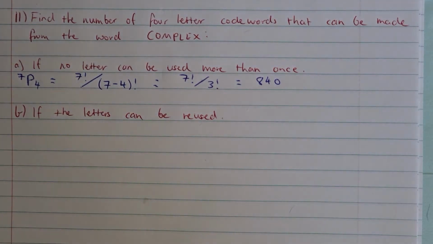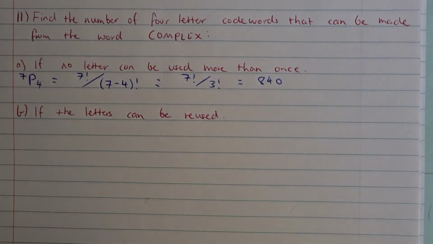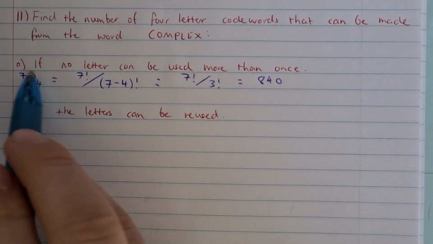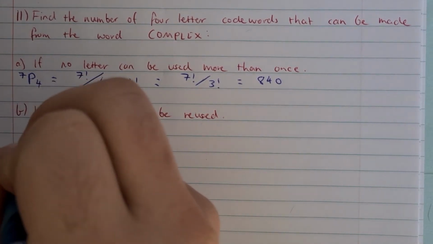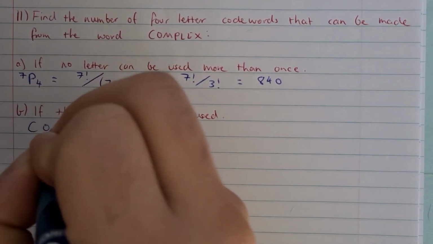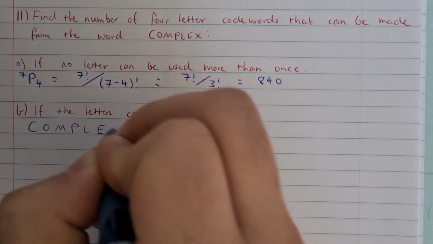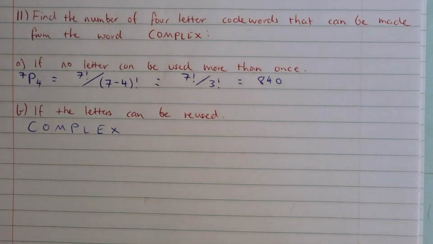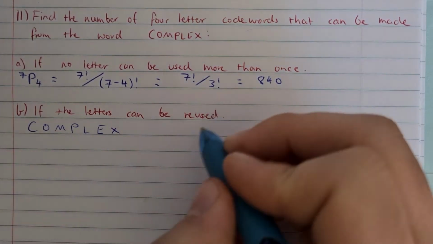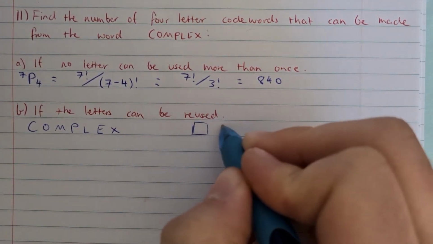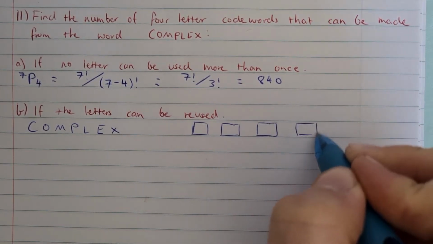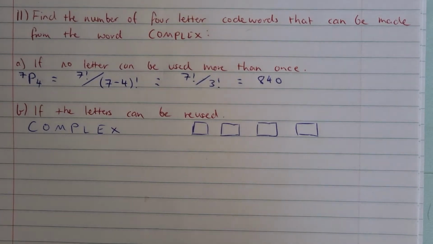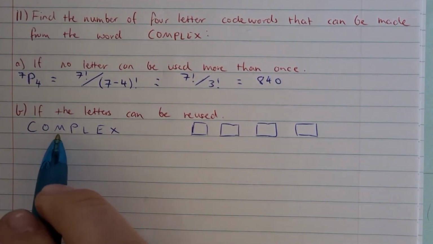Part B of this question asks if the letters can be reused. Now, in this situation, it's different from permutations, so we can't use this formula. The reason for that is, let's write the word complex, and let's do an example. Let's say we're going to choose a 4-letter word, and I'm going to write down in these boxes the number of options I have for each letter. So when I'm choosing my first letter, let's say it's an M.